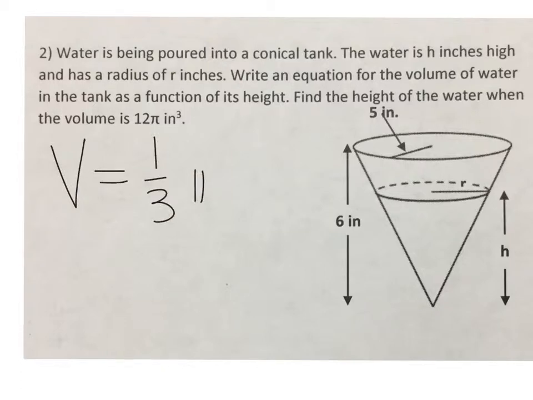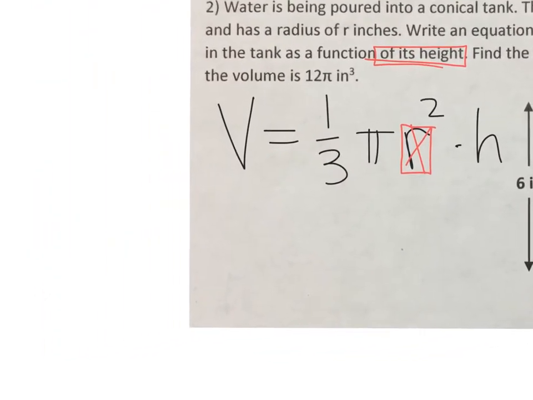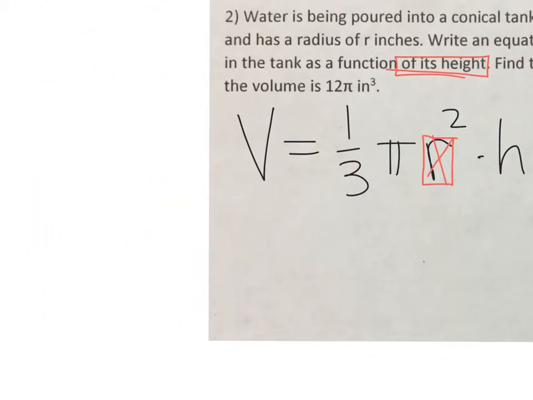Volume is 1/3 of pi times the radius squared times the height. So that's the general form for any cone. Now, we don't want to have two variables, r and h. We only want to have h, as a function of its height only. Right now, it's a function of radius and height. So we need to find a way to replace r. So the question is, how does the radius and the height relate?